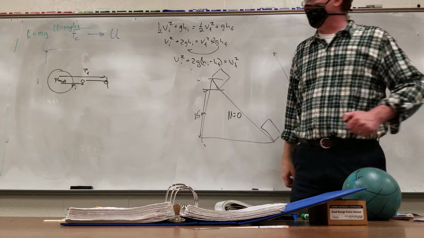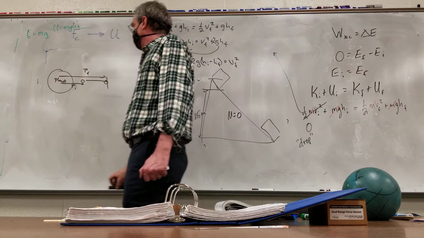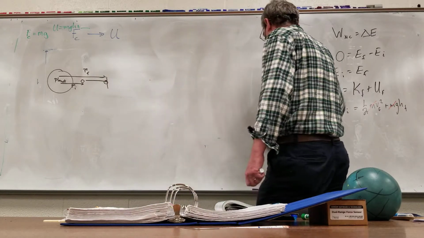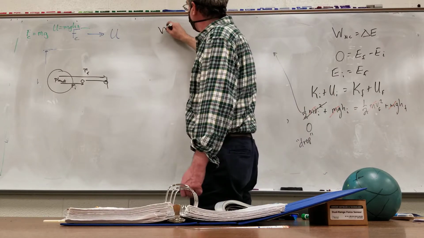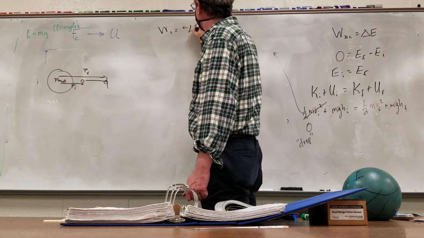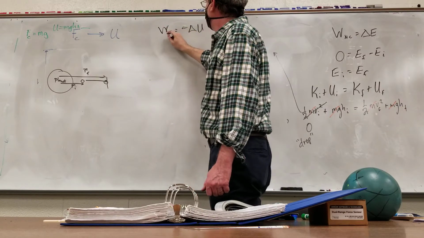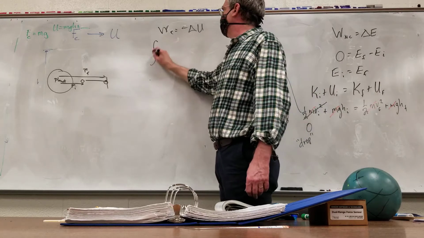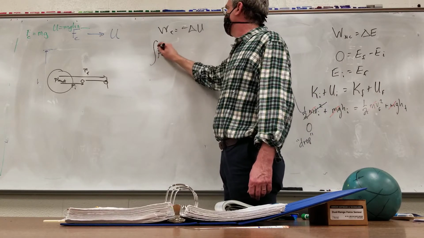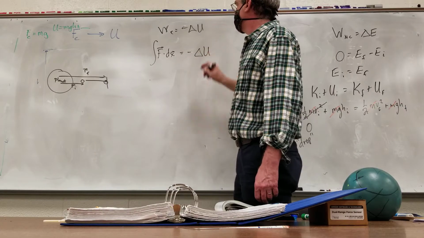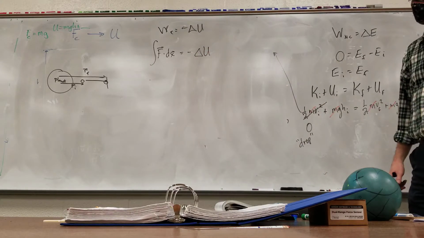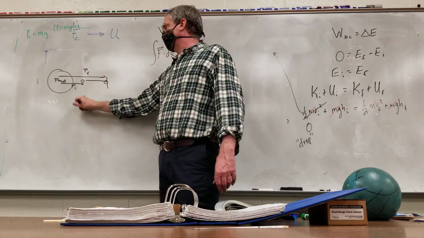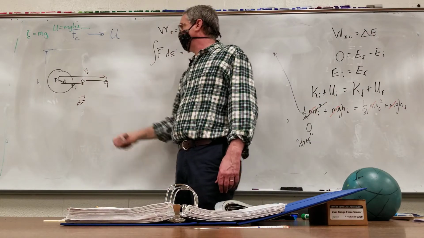Let's take it from our realm of constant acceleration. I know the conservative work is equal to the negative change in potential energy. This is the integral of F dot dx. It's negative change in U. I'm going farther out, so my dx, or dr in this case, is going to the right.